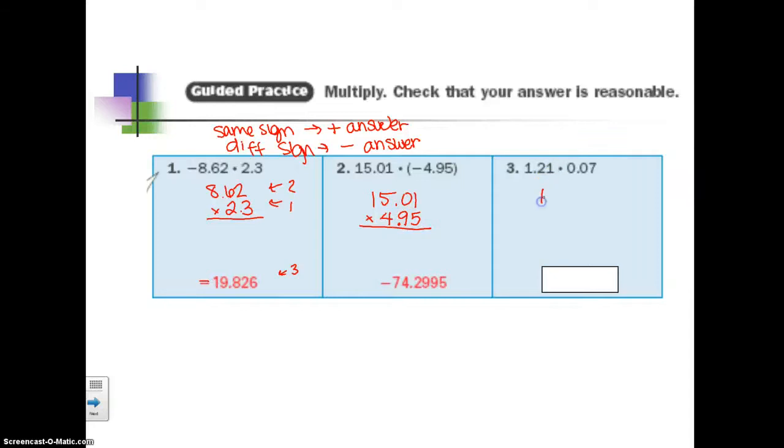Number 3, multiply. 2 places, 2 places, there should be 4. And it's a positive answer, 847 10,000ths.